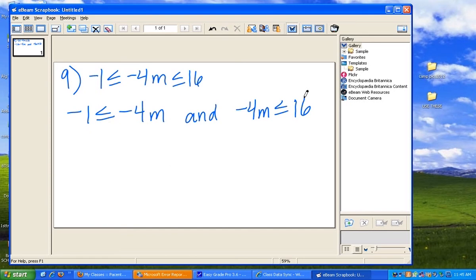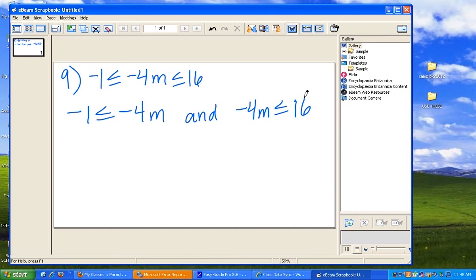All the "and" is saying is that these things are together, right? It's negative 1 is less than or equal to negative 4m, and negative 4m is less than or equal to 16. Why in yesterday's homework did it say "or"? Because there are some ors. We talked about this yesterday when we did mountain math.